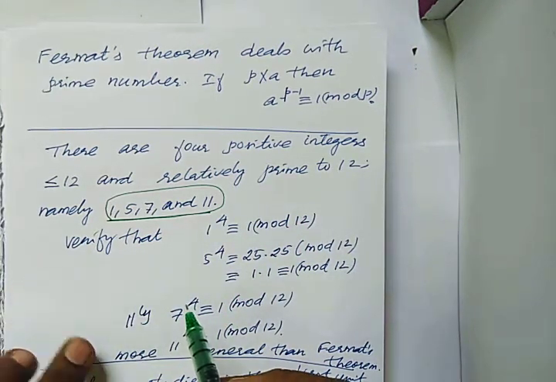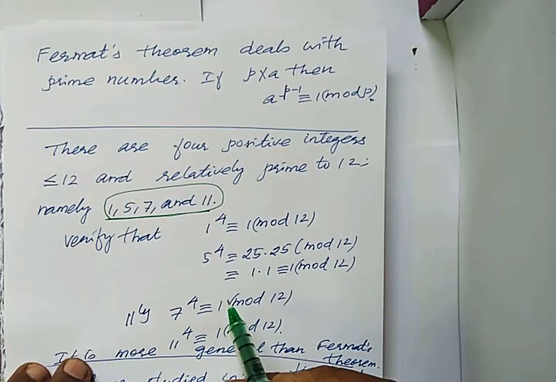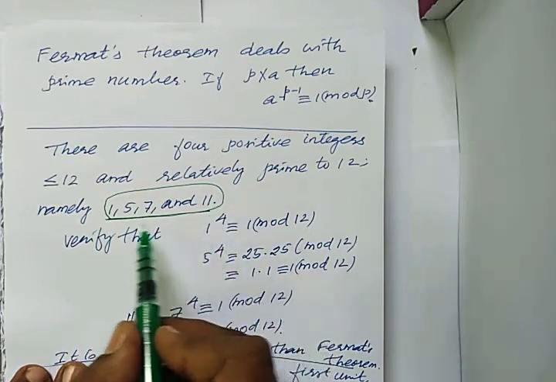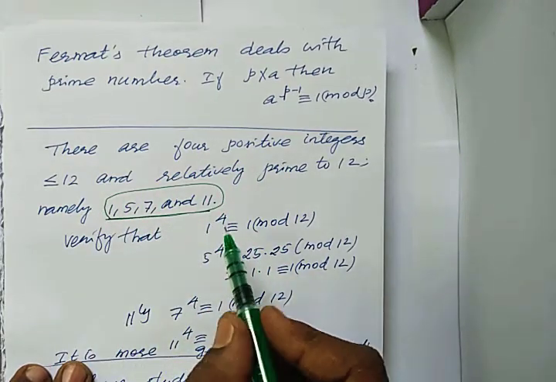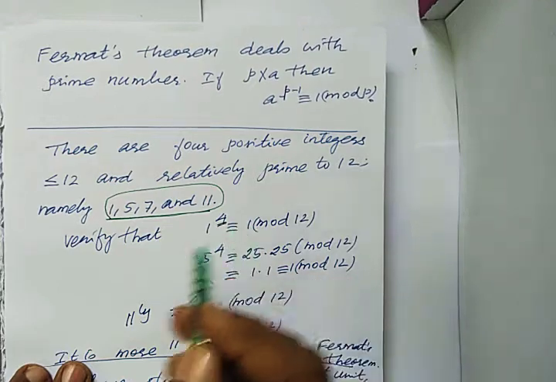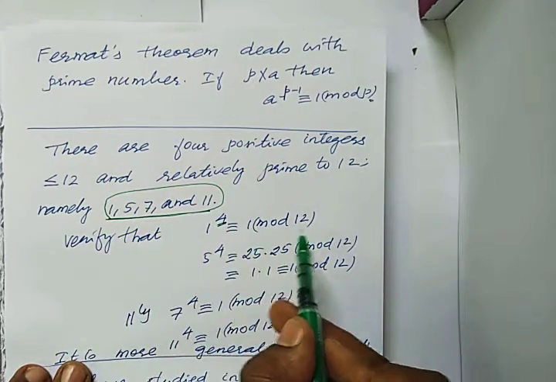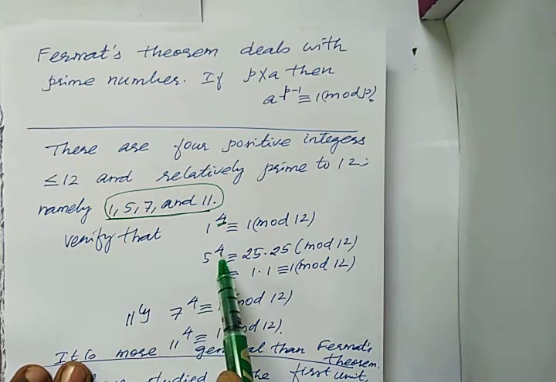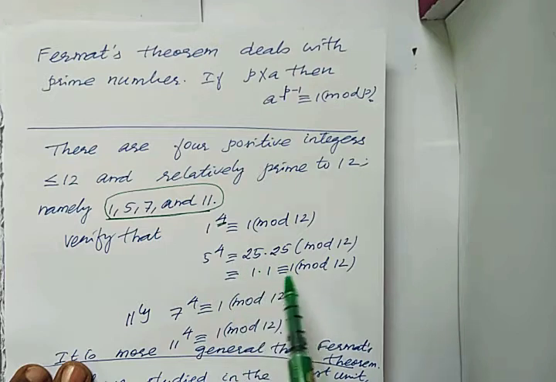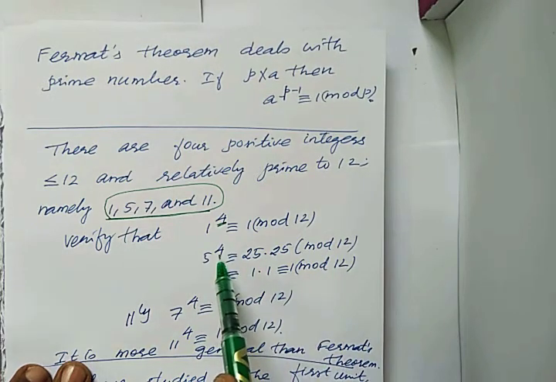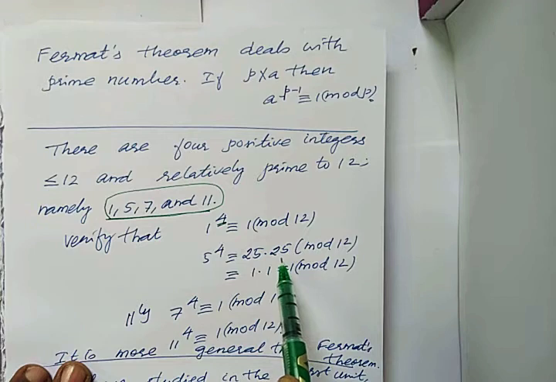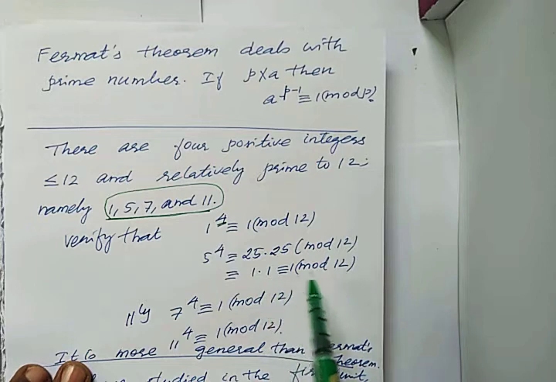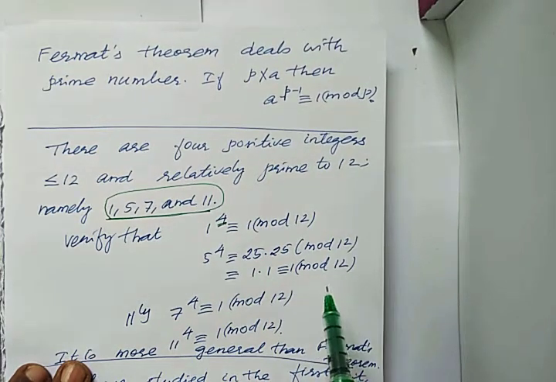And see, this is going to satisfy some beautiful conditions. There are how many numbers? There are 4 numbers, right? That 4 is this one. 1 to the power 4 is congruent to 1 mod 12. And 5 to the power 4 is congruent to 1 mod 12. 5 to the power 4 means 5 square into 5 square. But here 24, if 24 goes, it is 1, and here it is 1. So we get 1 mod 12.